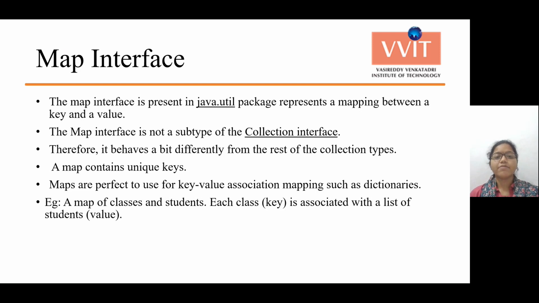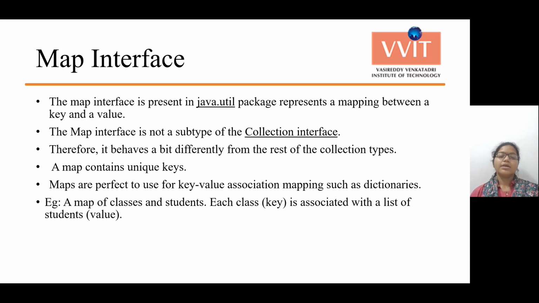The Map interface is present in the java.util package, and it is a representation of mapping between a key and a value. So it is quite different from all the collection types, and it is also similar to dictionaries in Python. In Python dictionaries we also have a key and value association. In the same way, in Java we have the Map interface to represent a key and its value.